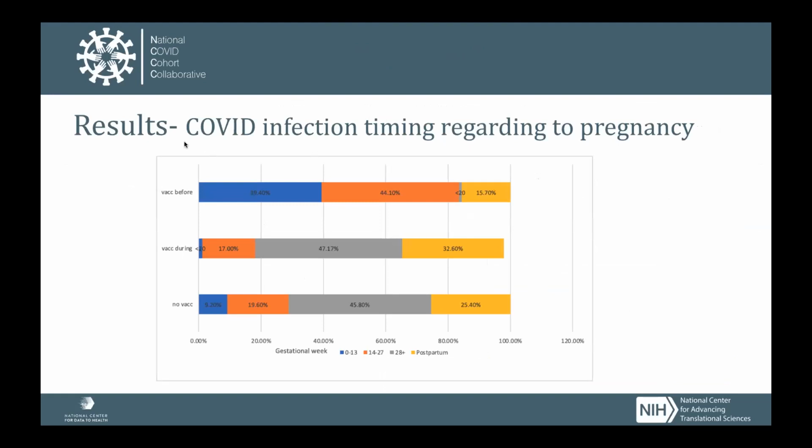So then this is the thoughts about COVID infection timing regarding their pregnancy. For people who received the vaccination before their pregnancy, around 40% of them have COVID infection during their first trimester. That's among the people who have COVID infection. And 44% of them have COVID infection during their second trimester, and 15.7% have infection postpartum. The distribution is quite different compared to the people who receive vaccination during their pregnancy and the people who are pregnant but receive no vaccination. Among the last two groups of people, most of them had their COVID infection during their third trimester, which is after 28 weeks of their pregnancy.